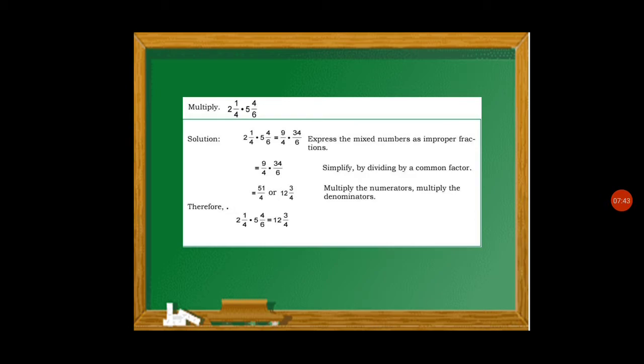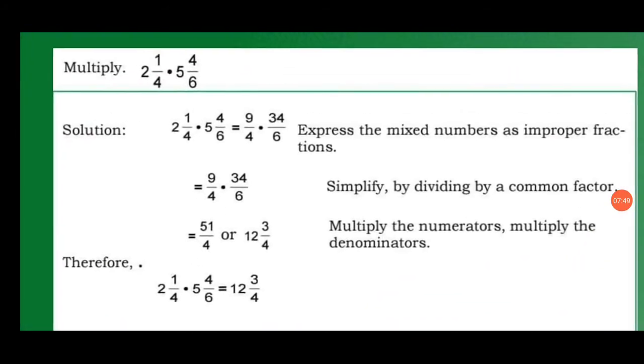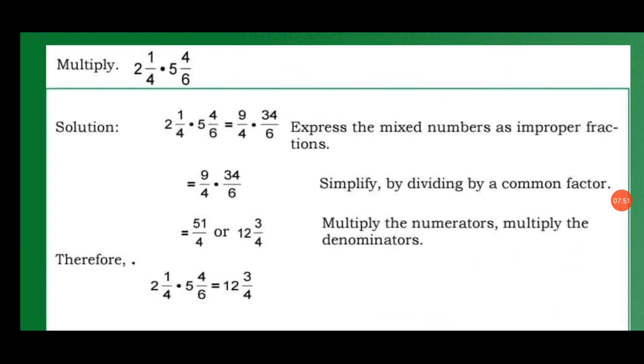Next, to multiply mixed numbers, we have to express them as improper fractions. How are we going to express mixed numbers as improper fractions? We multiply the denominator by the whole number, then add the numerator, then copy the denominator. So 4 times 2 is 8, plus 1 is equal to 9. Therefore, the answer is 9 over 4.